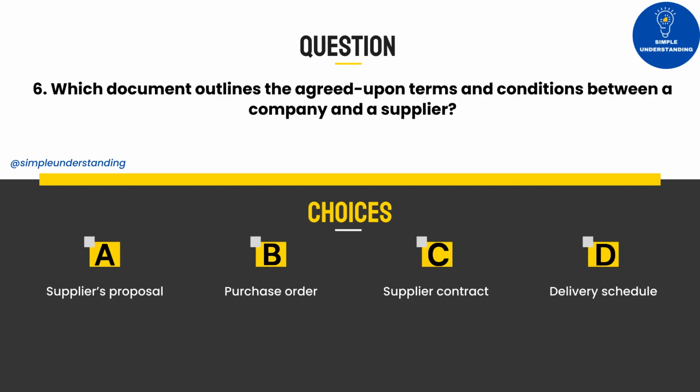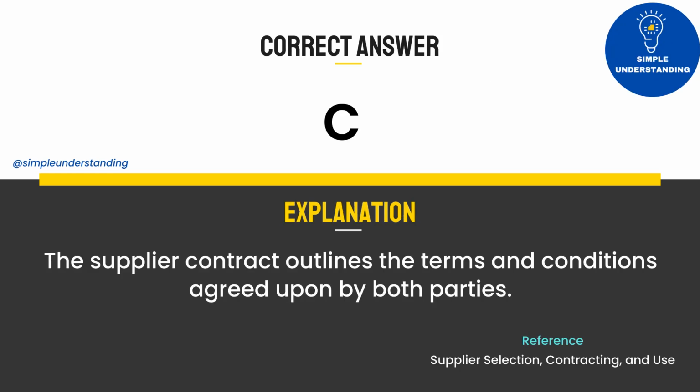6. Which document outlines the agreed-upon terms and conditions between a company and a supplier? A. Supplier's proposal. B. Purchase order. C. Supplier contract. D. Delivery schedule. Correct answer C. Explanation: The supplier contract outlines the terms and conditions agreed upon by both parties.